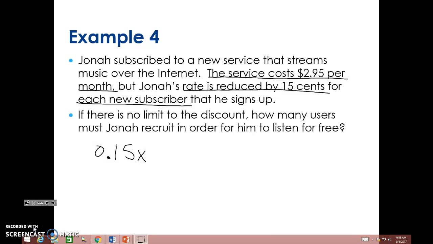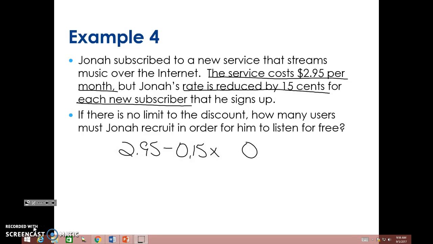And then what's going to happen is they're going to subtract that cost from the $2.95. So he's going to have $2.95, and they're going to subtract that 0.15 for each subscriber from his cost. Now it says if there's no limit to the discount, how many users must Jonah recruit in order for him to listen to music for free? So his objective is basically to listen to it for $0, right? He doesn't want to pay anything to listen to this music.